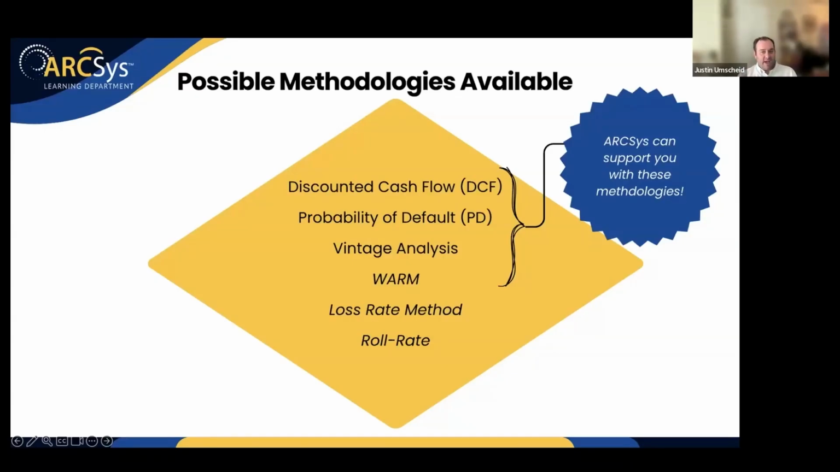So again, we have the discounted cash flow models, we have probability of default, we have vintage analysis models and more models. All of those are available within ARCSys, and we're going to focus on some of those today and go through the assumptions that are used in those models. You also have other models like the loss rate method or a roll rate method, which are generally simpler models, but are also optional to be used under the CECL guidance.